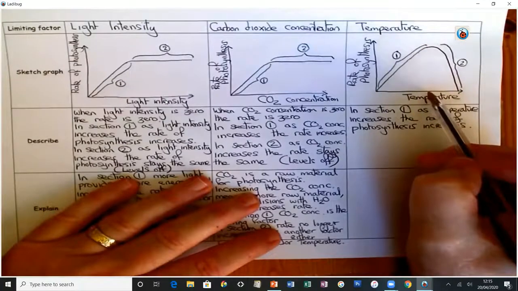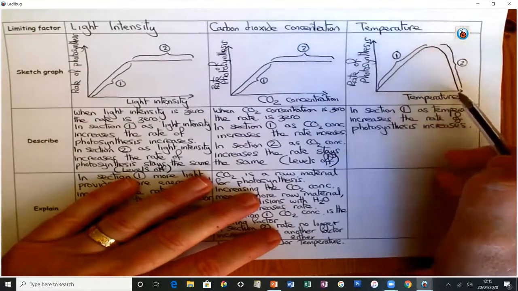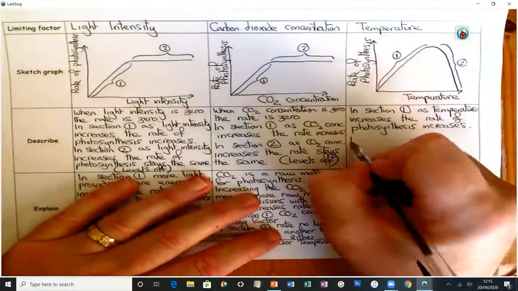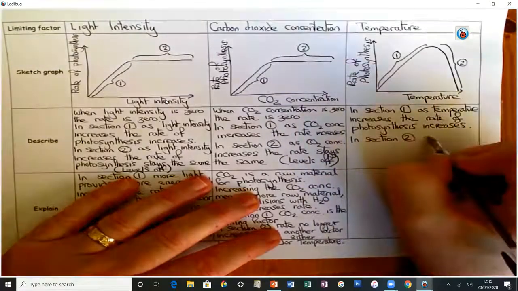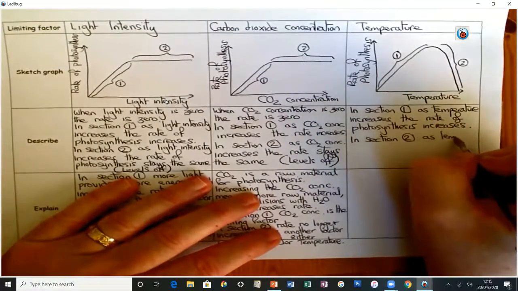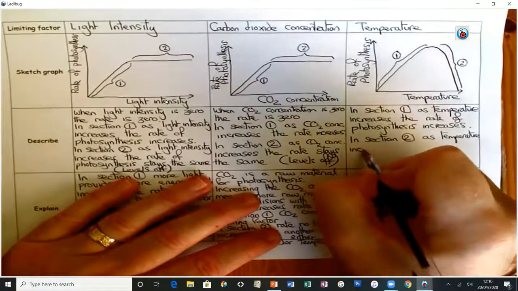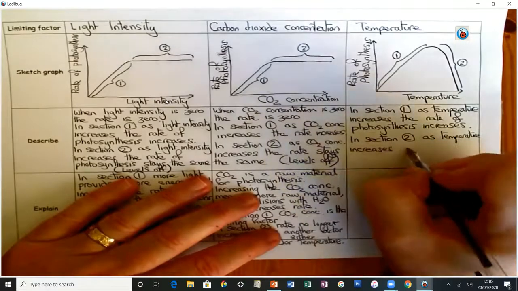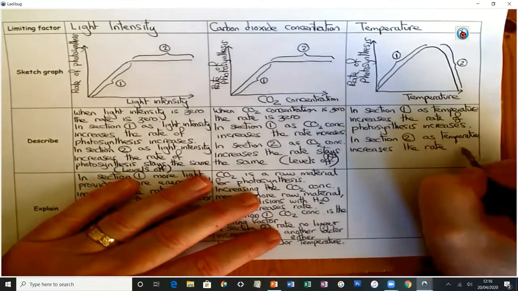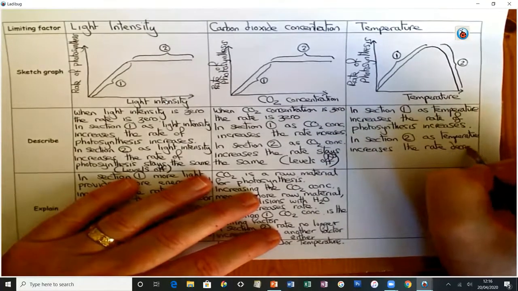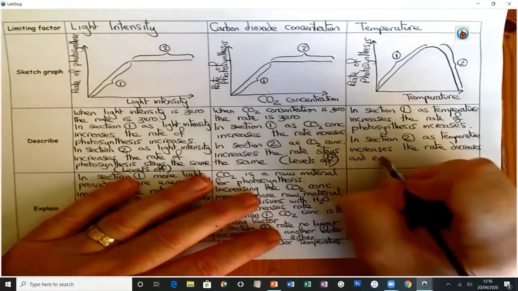Then, as the temperature continues to increase, the rate decreases and eventually stops. So in section 2, as temperature increases, the rate of photosynthesis decreases and eventually stops.